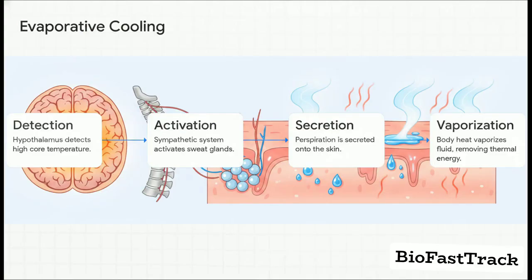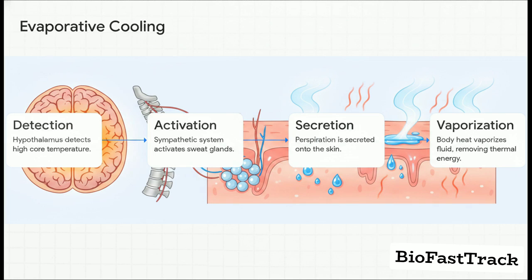And for cooling down, we activate our internal AC unit through evaporation. When the sympathetic system triggers your sweat glands, your body heat is used to vaporize that fluid into a gas. This actively strips thermal energy away via the latent heat of vaporization.